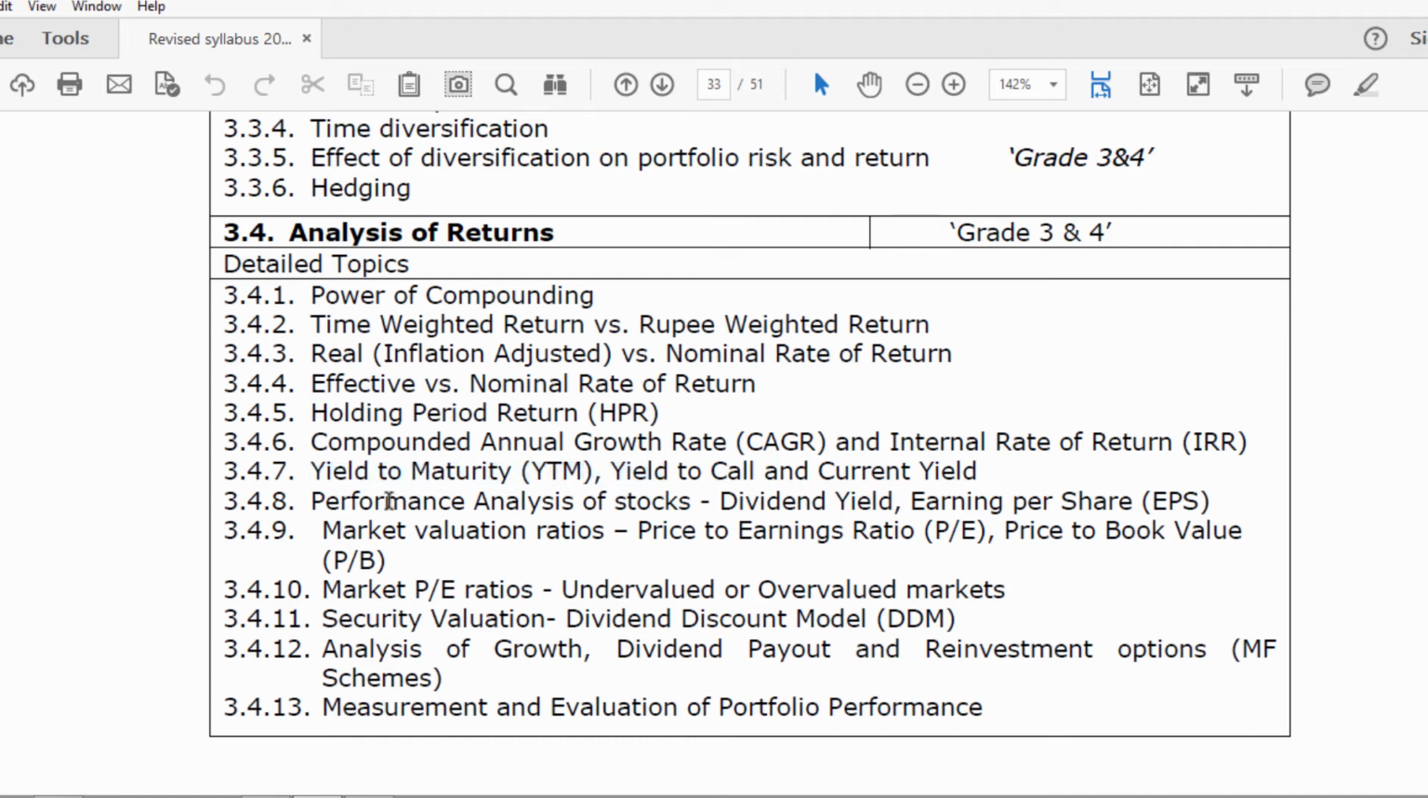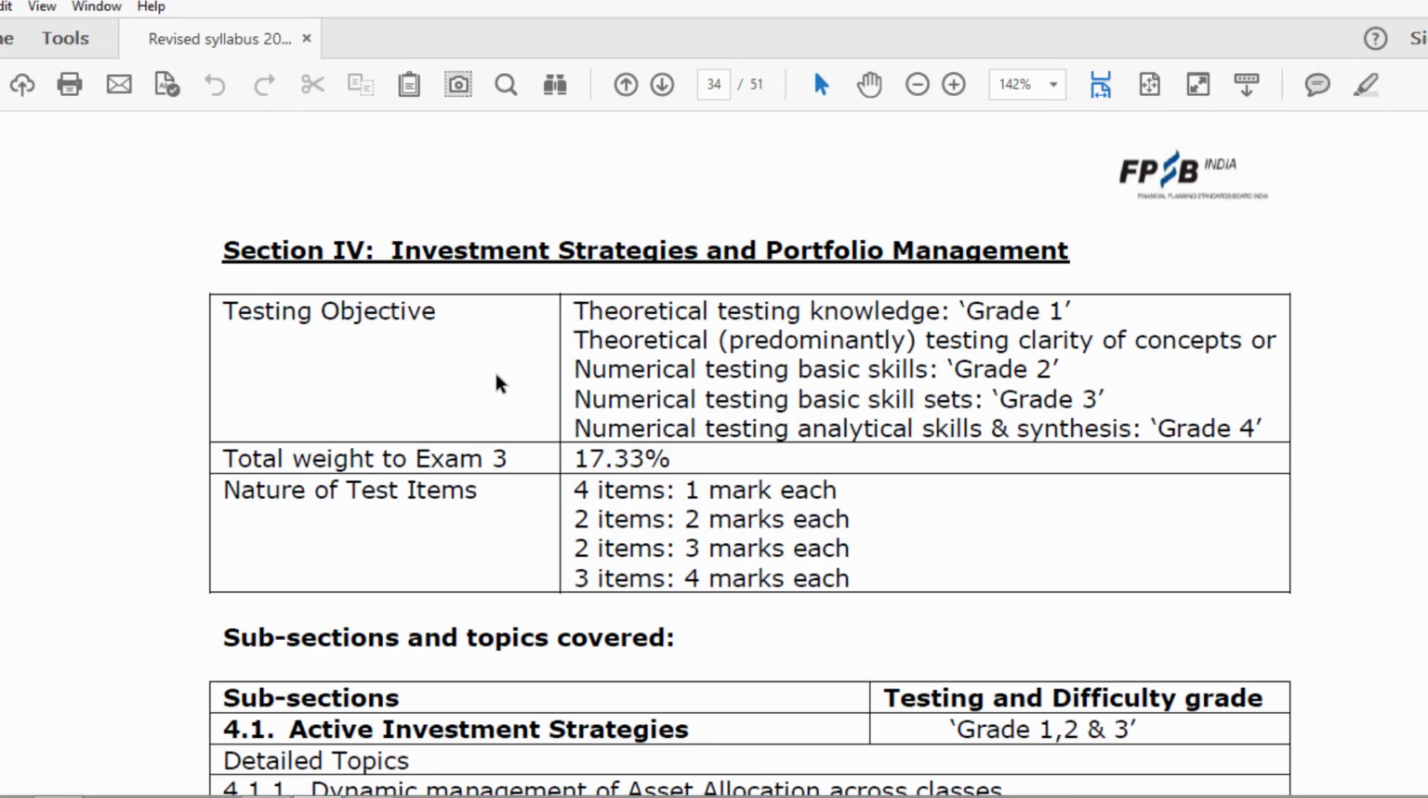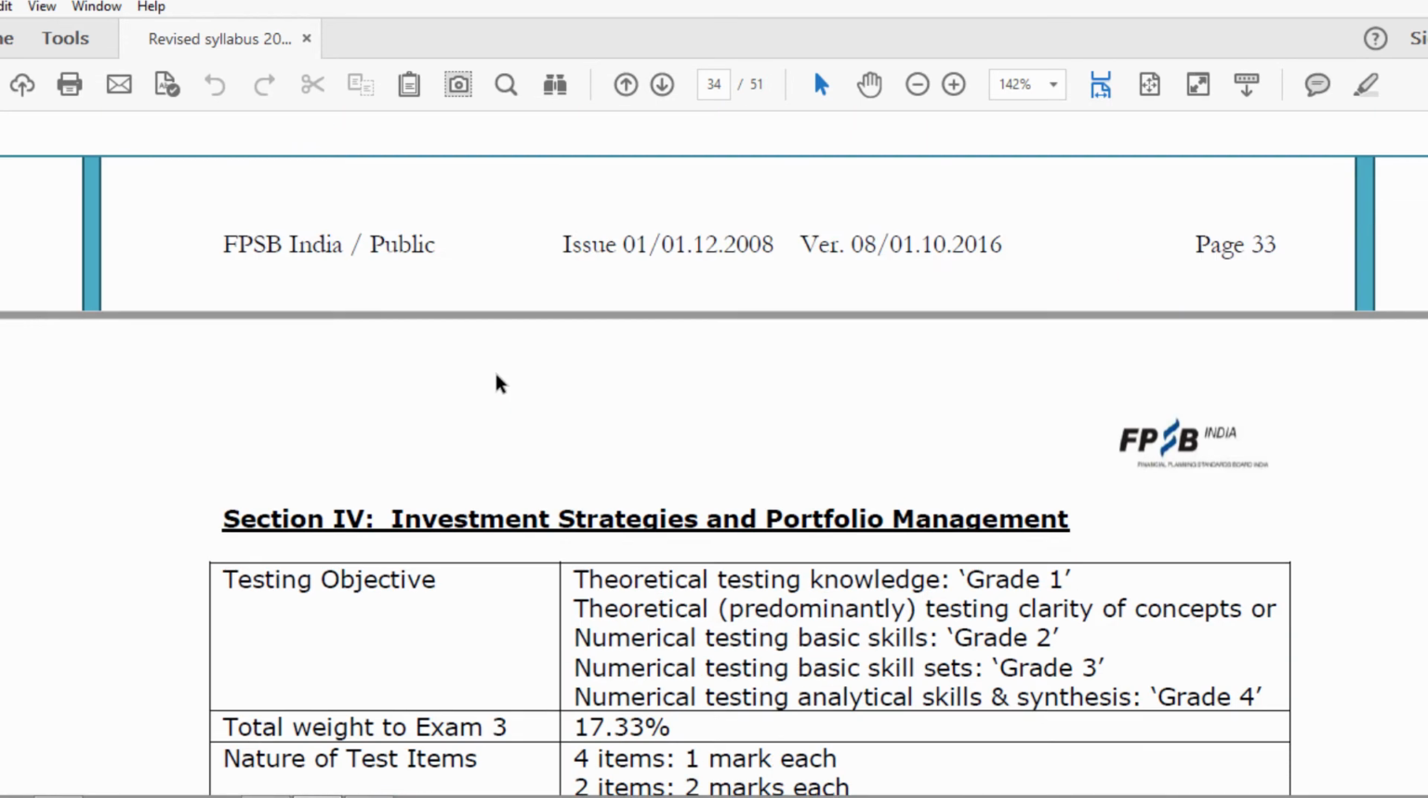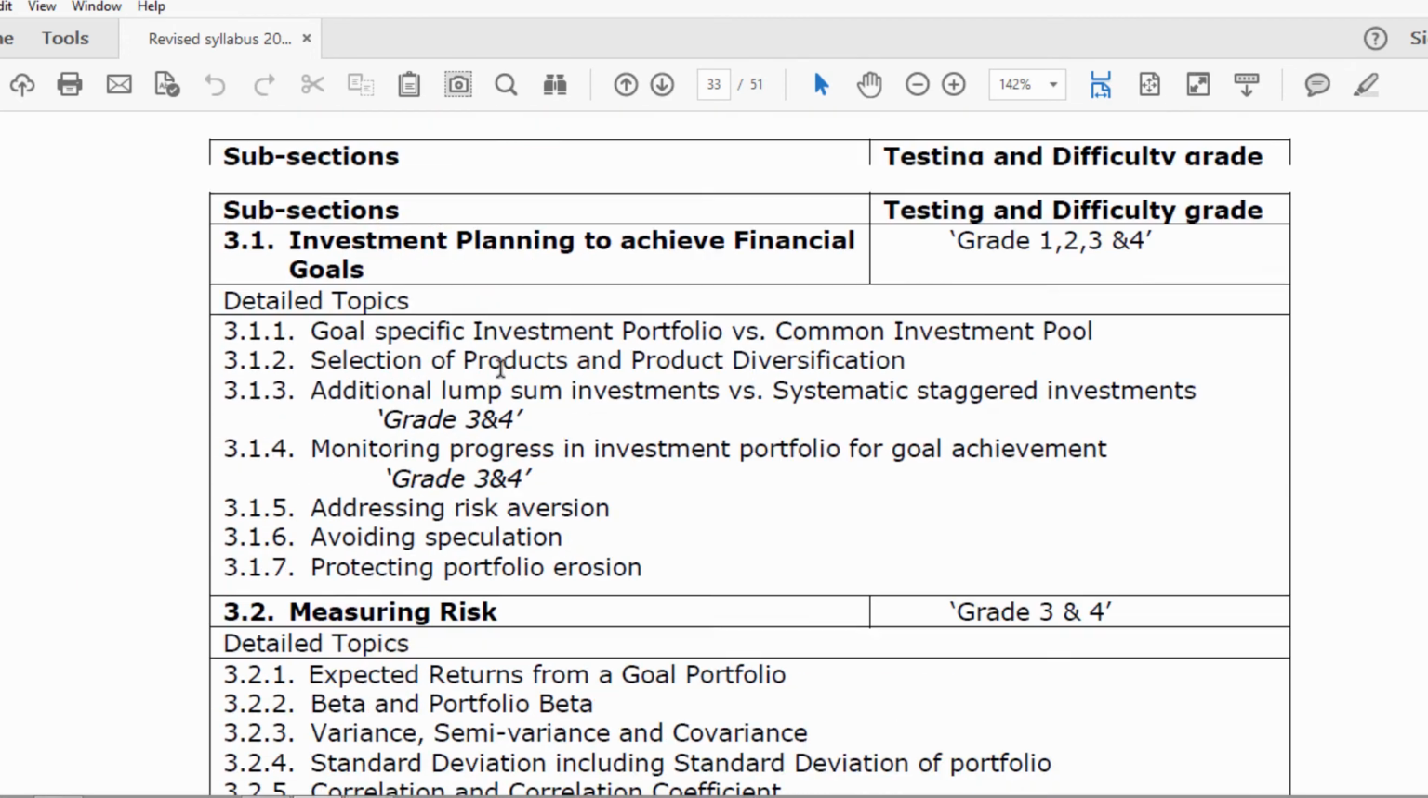This is what we are going to study, and performance analysis of stock, that is dividend yield and the P/E ratio, all these things, right? This is a very important topic and questions are coming up. But once again, the kind of questions which come up from this topic, that is 3.4, are easy, very easy. Fine, so that was the heavily weighted section of our curriculum.